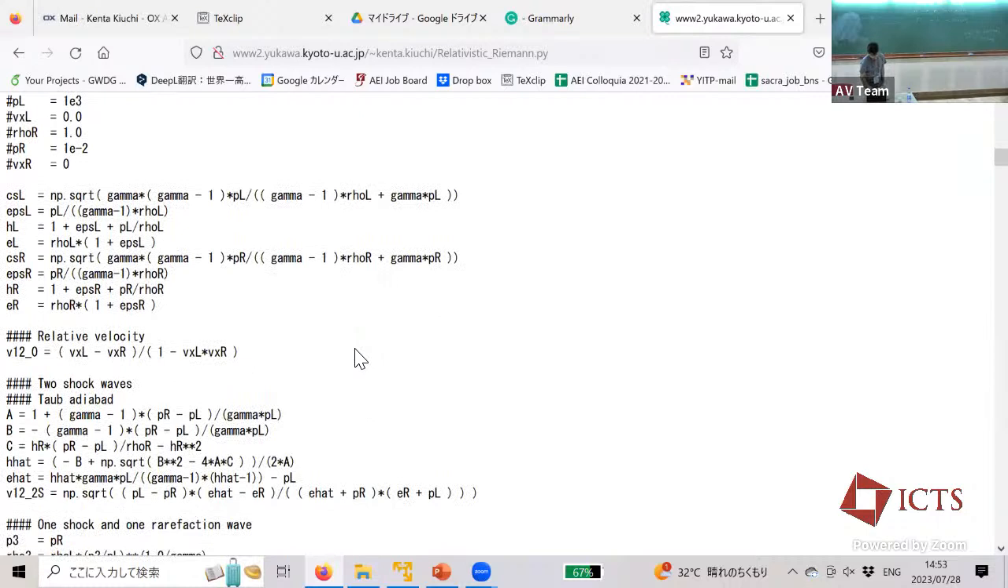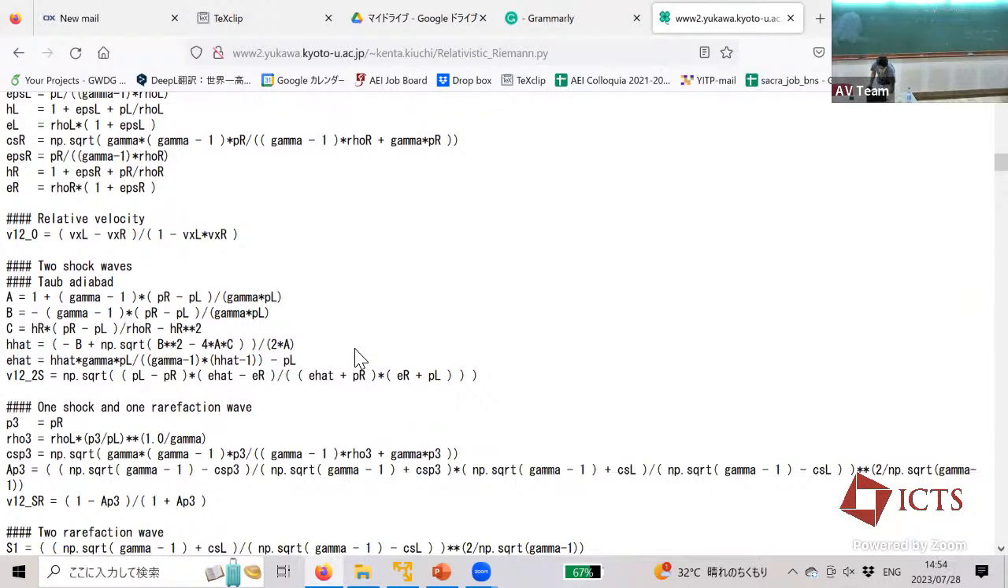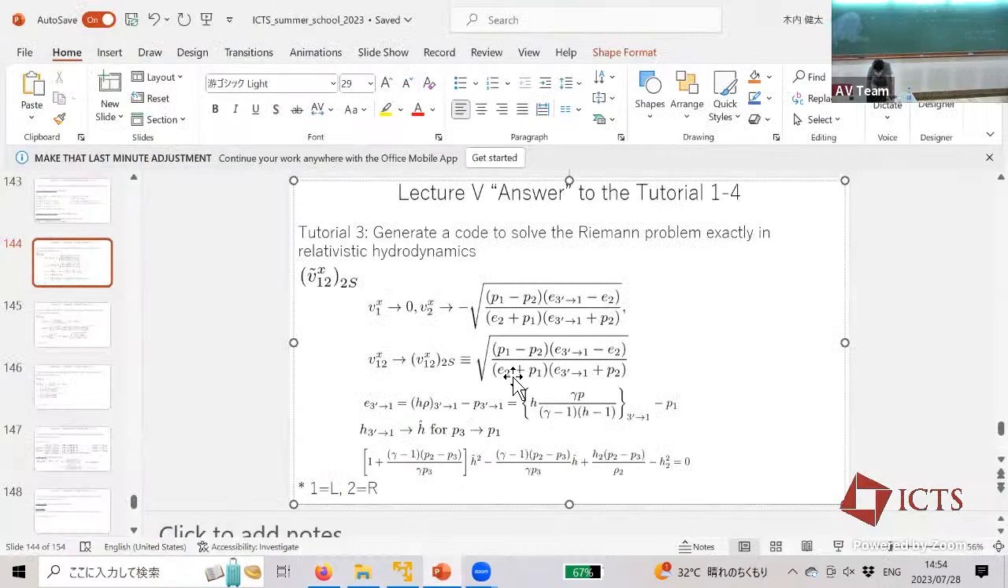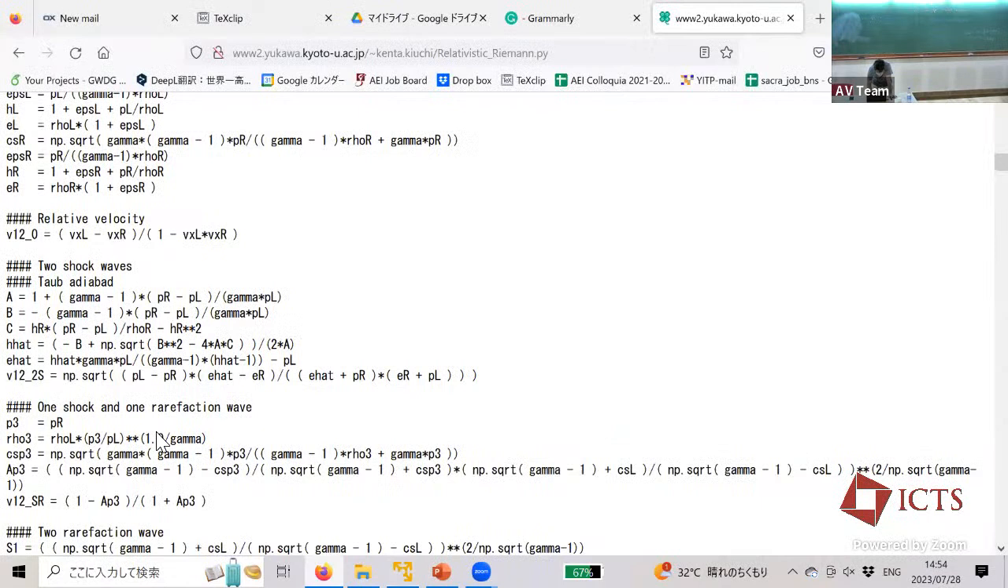From the left and right state, you calculate the sound velocities, the internal velocities, the specific entropy, and also the energy E, which is just given by this equation. And then this is the relative velocity from the initial conditions. Now you can calculate this quantity, v tilde x 1 to 2s, denoted as V1_2s in this example.